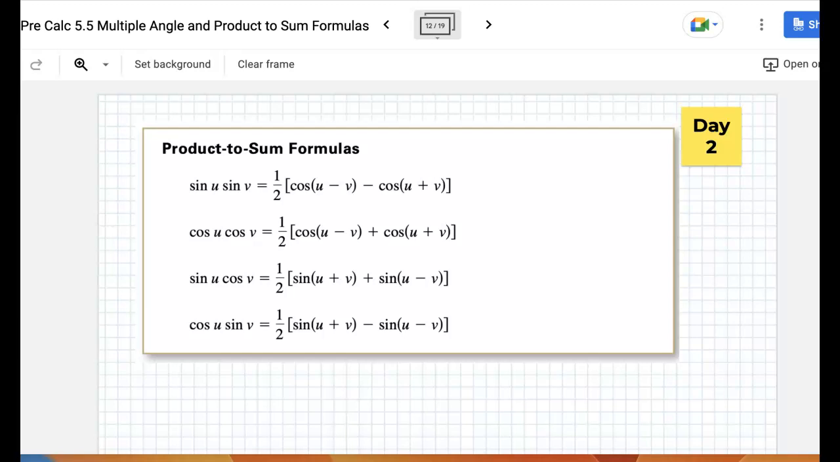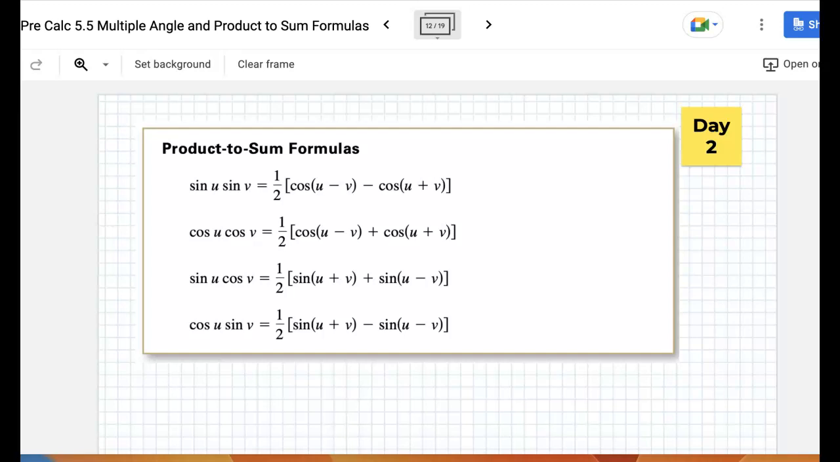Okay, welcome to this screencast for 5.5, which is actually in our Unit 6. It's multiple angle and product to sum formulas. So part 2, product to sum formulas and sum to product formulas are what are going to be the focus here.